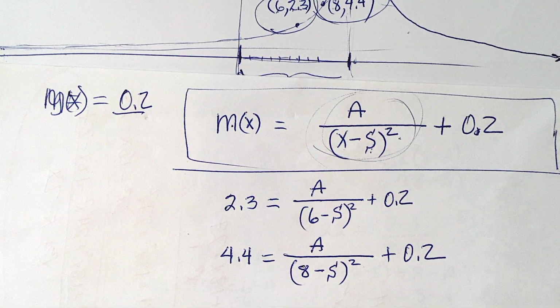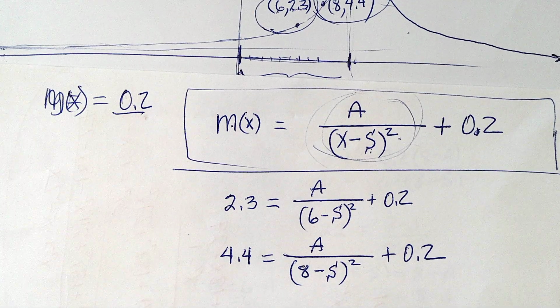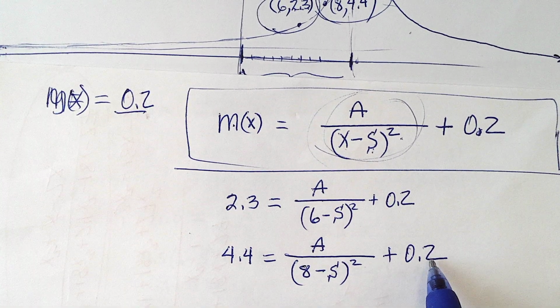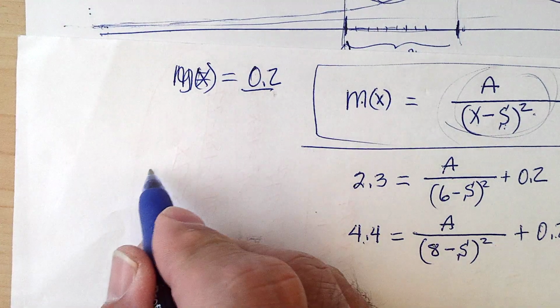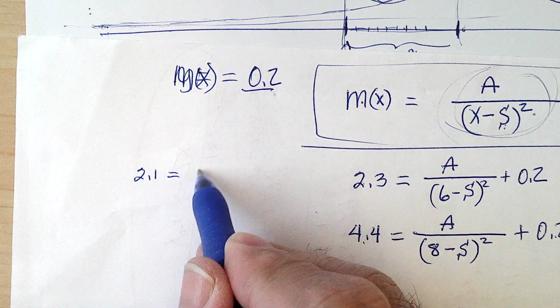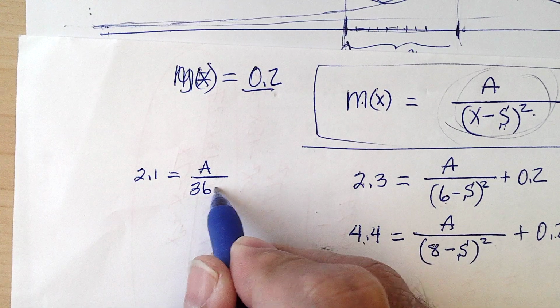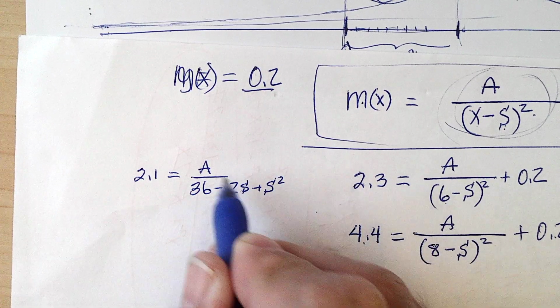Okay, now, with this being squared, solving this gets pretty messy. Instead of doing the messy mathematics, let's see, which way do I want to do it? Let's go ahead and do this. Let's subtract the 0.2 from both sides, so we would get 2.1 equals A over 6 minus S squared. That's 36 minus 12S plus S squared.